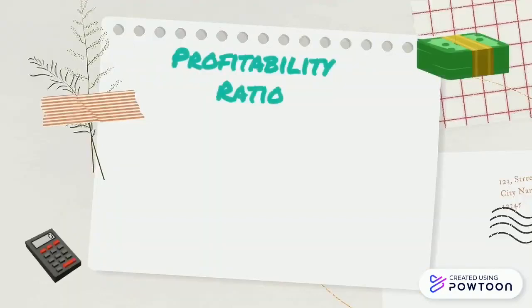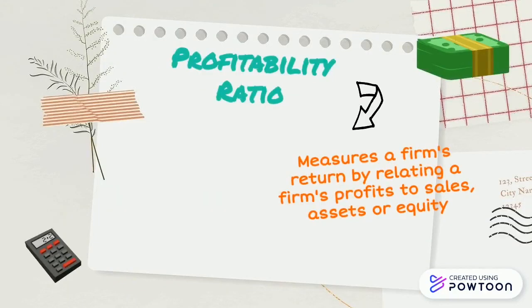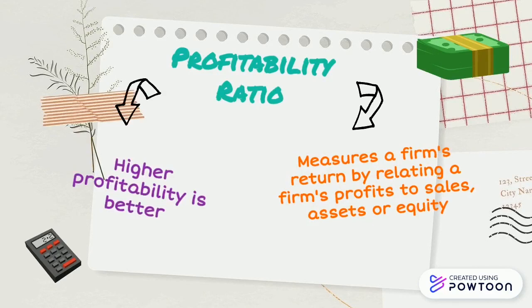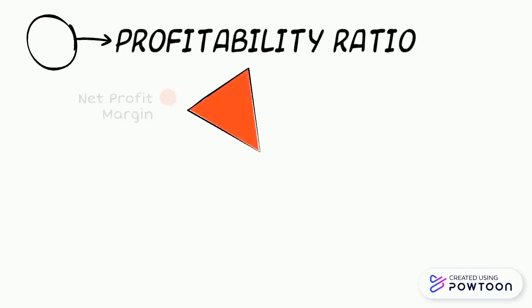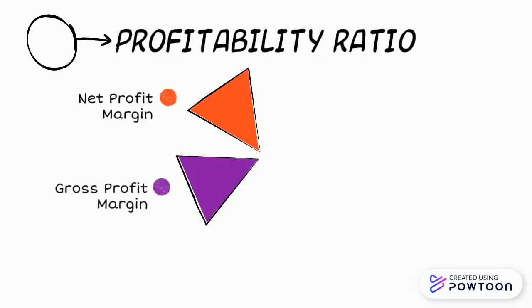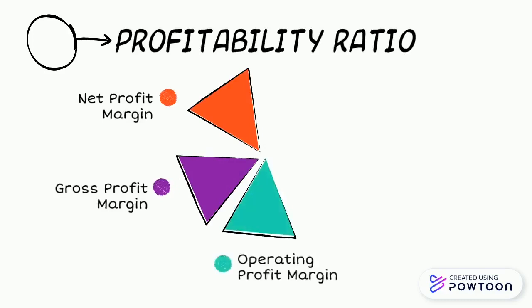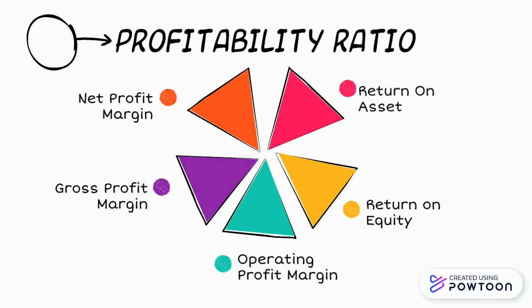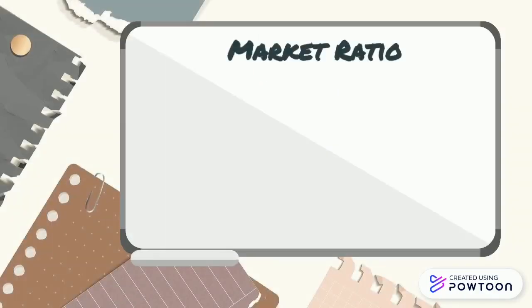Other than that, profitability ratio. Profitability ratio measures a firm's return by relating a firm's profit to sales, assets, or equity. Higher profitability is better, which means higher profitability of the company shows that the company has performed well. Profitability ratio contains net profit margin, gross profit margin, operating profit margin, return on equity, and also return on asset.